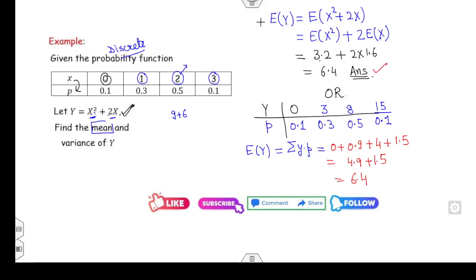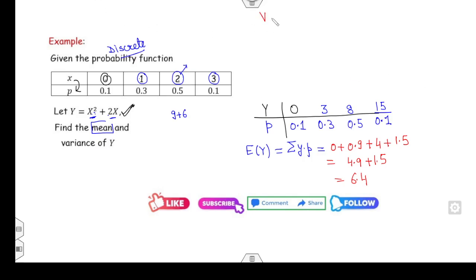Fine. Now the second part is you can calculate the variance. So for the variance of y, you have to calculate E of y squared minus E of y whole squared. E of y we already computed. Our target is to compute E of y squared, which is defined as y squared into p.